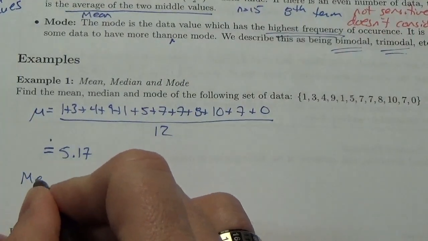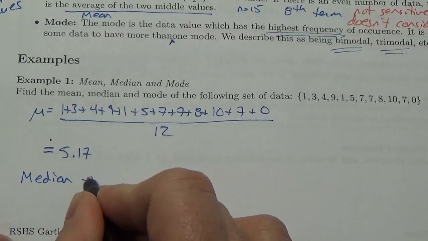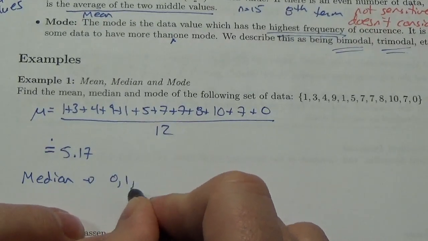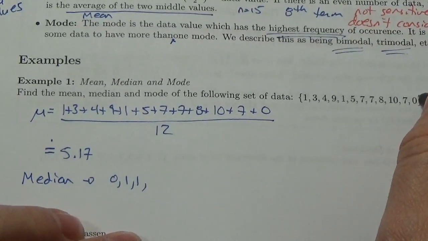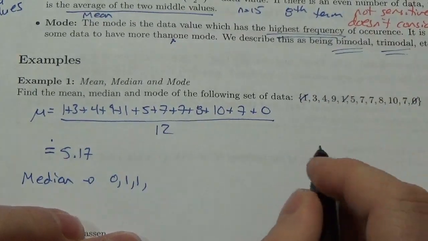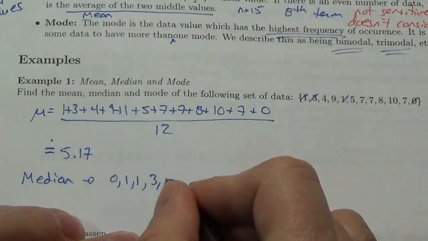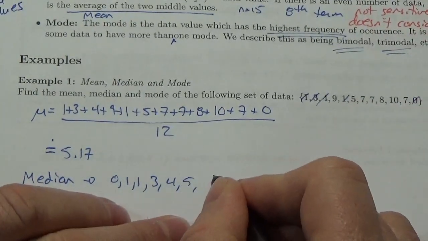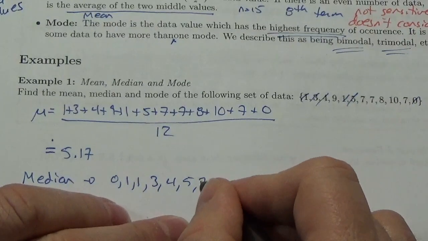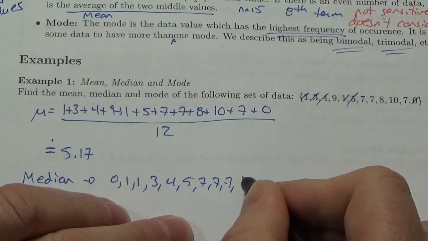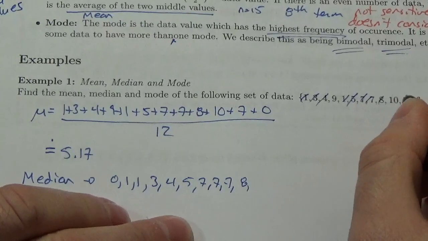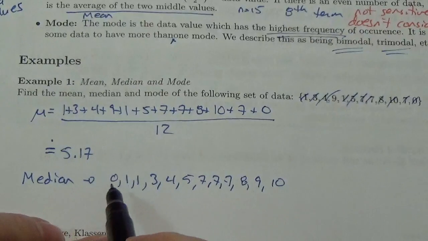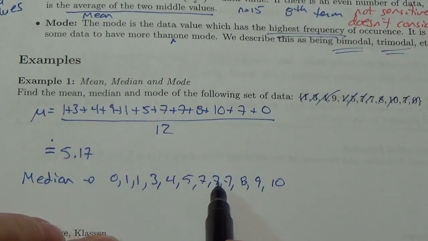Now compare that to the median. Before I can get the median, I've got to order that data. Well, I've got a 0, I've got a 1 and a 1, so I'm going to knock those out. A 1 and a 1. The next values you get are a 3, a 4, a 5, and then it looks like I've got 3 7s, an 8, then the 9 and the 10. I think that's everybody. 1, 2, 3, 4, 5, 6, 7, 8, 9, 10, 11, 12.